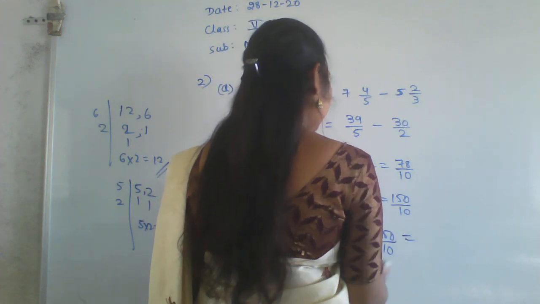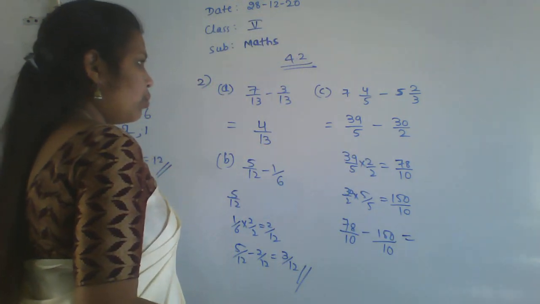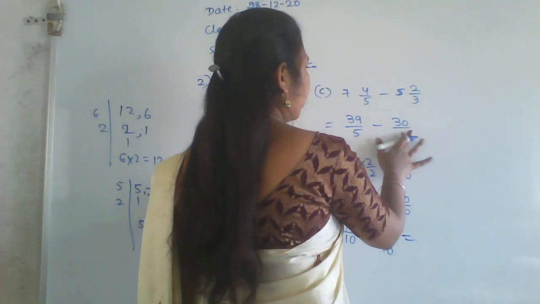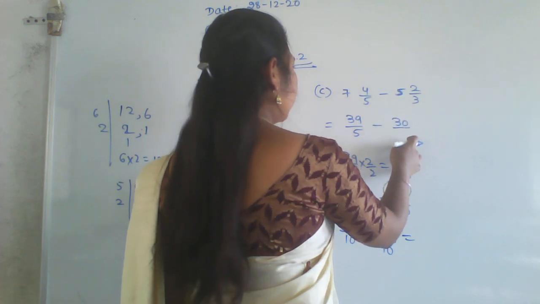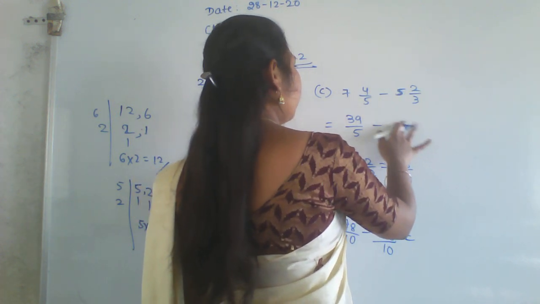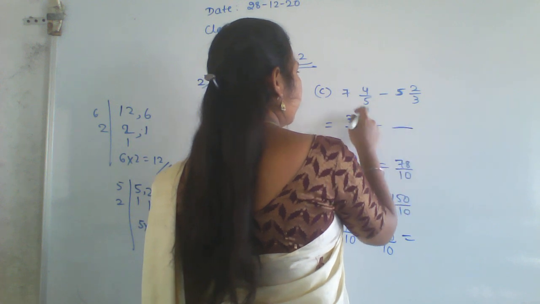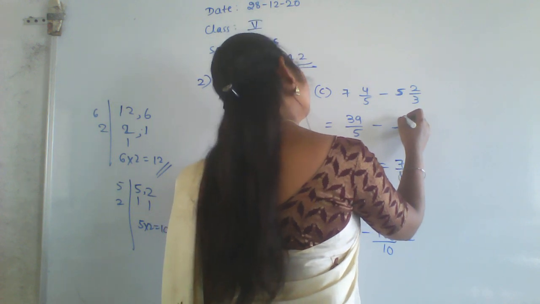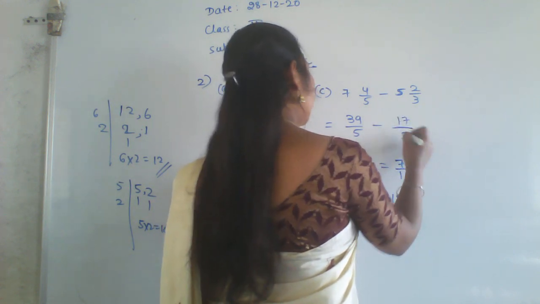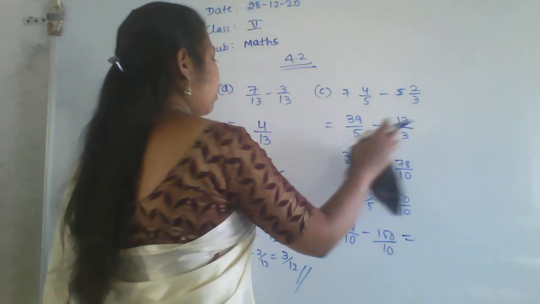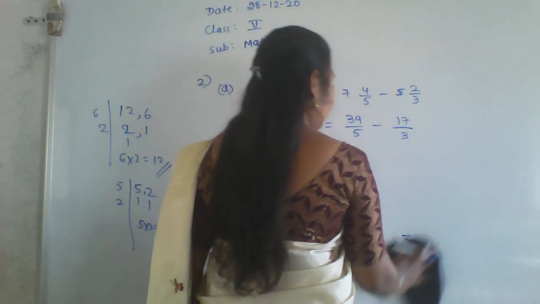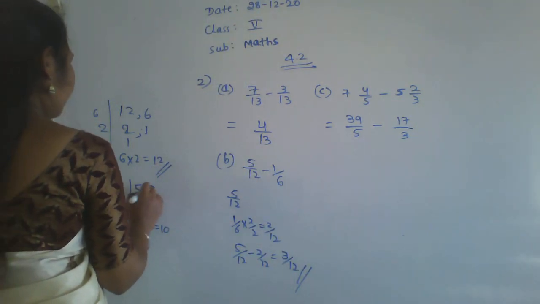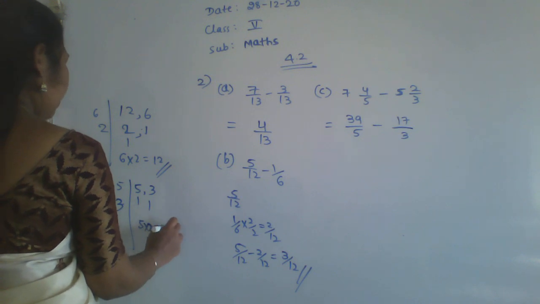Now subtract these two values. What will it become? Once again, sorry: 5 fives are 15, 15 plus 2 is 17 by 3. Sorry, here 3 is there. Make the correction. Now find the LCM of 5 and 3. So it is 15, right?